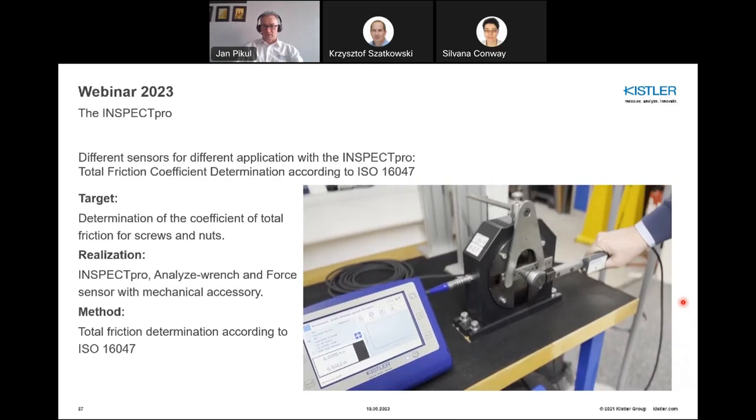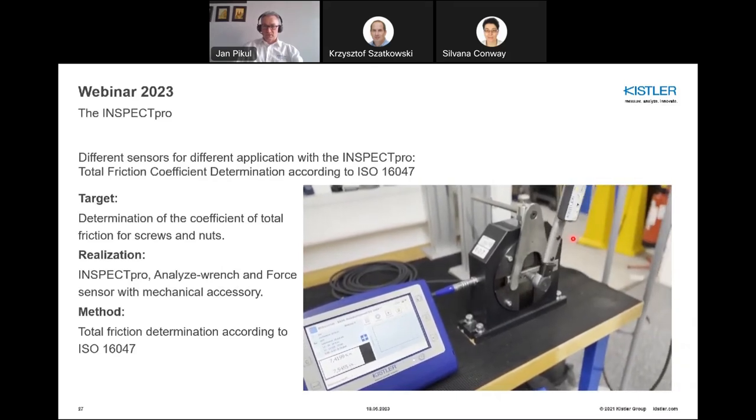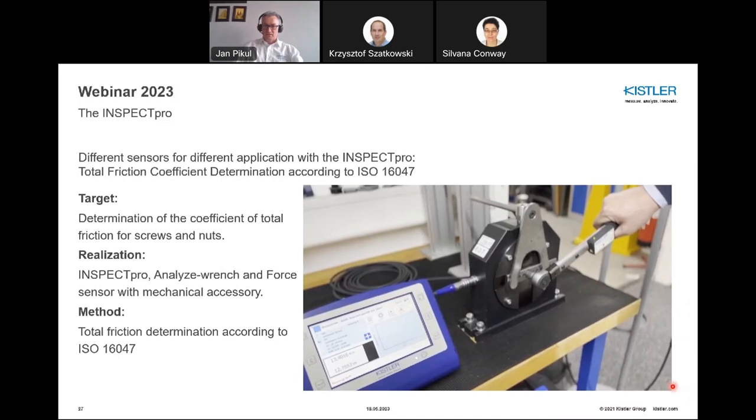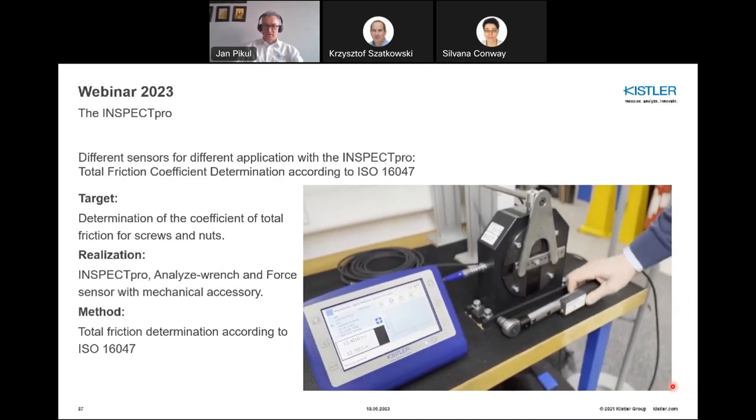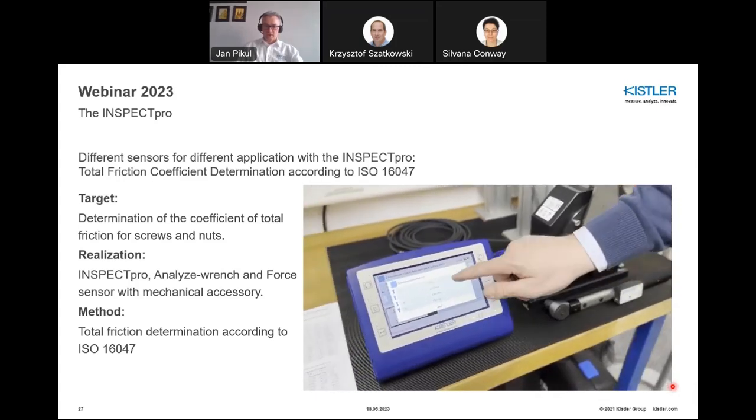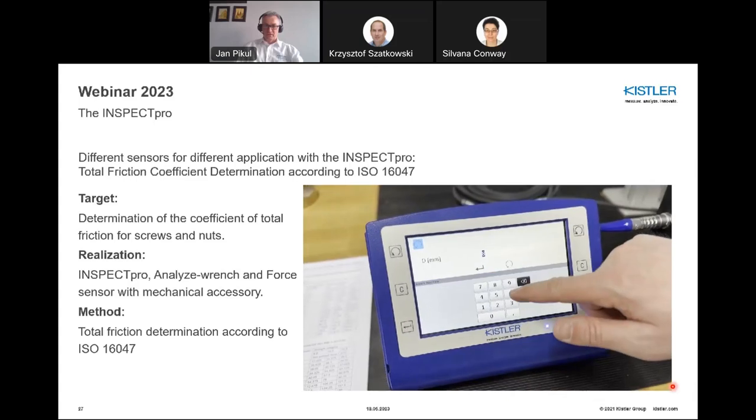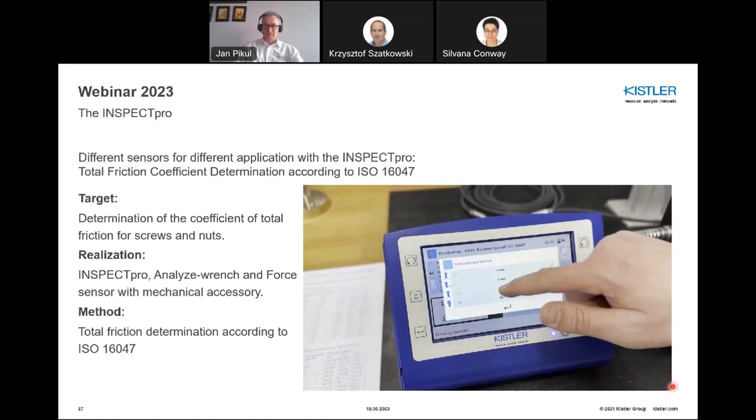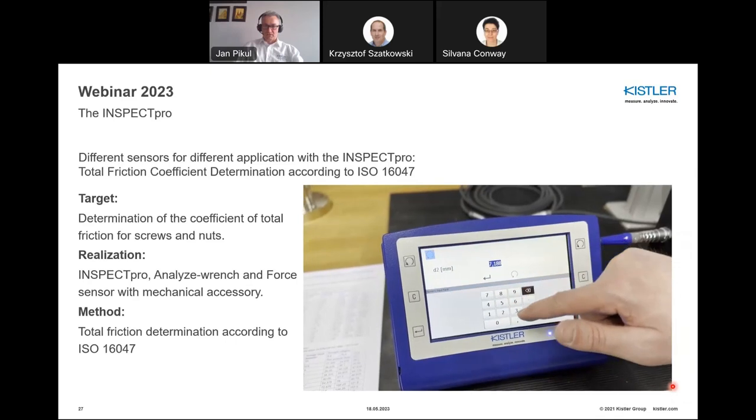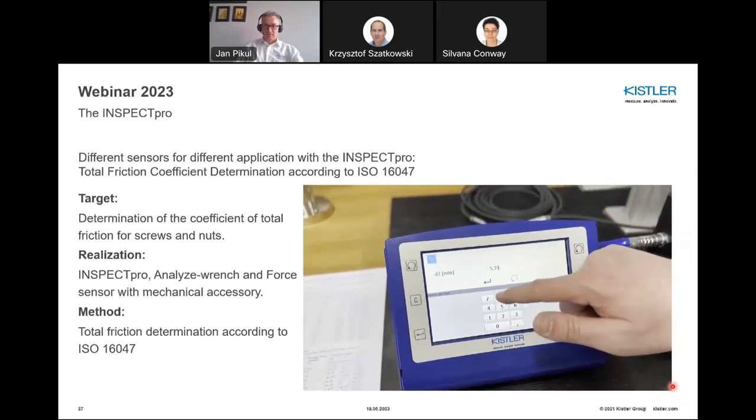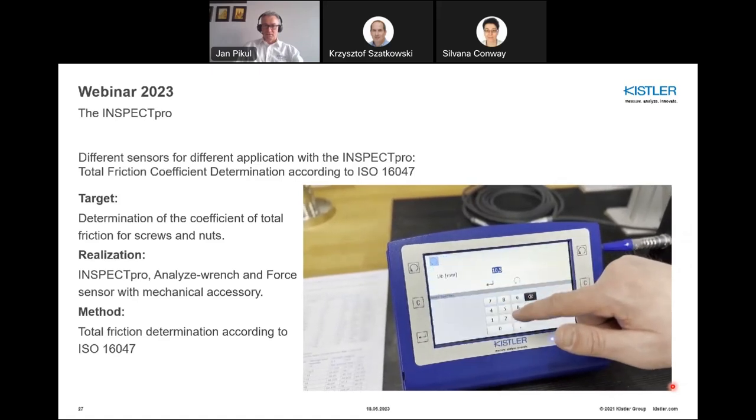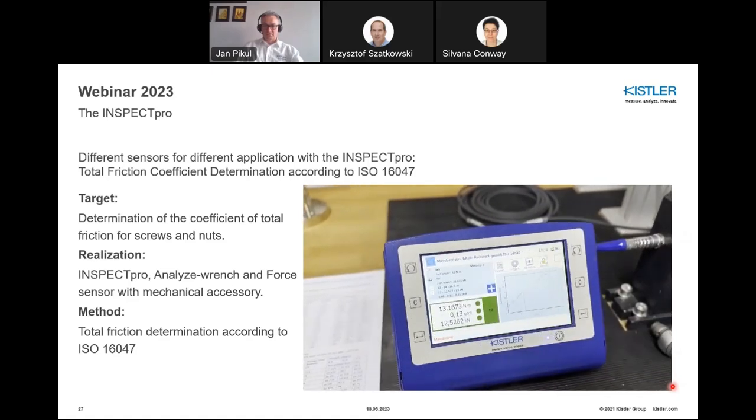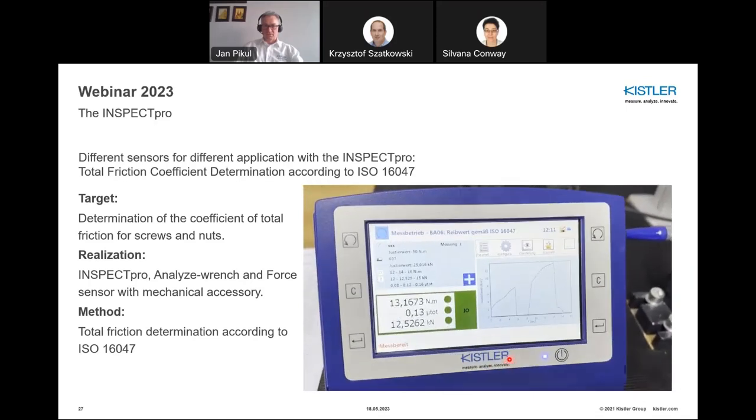As you can see on the analyze wrench, there is a blinking LED light, so it shows the operator when the final torque is reached. So now we confirm only the data about the screw, like the diameter of the bolt and the diameter of the head. And then the calculation will be done automatically. Now you can see the total friction coefficient is 0.13.